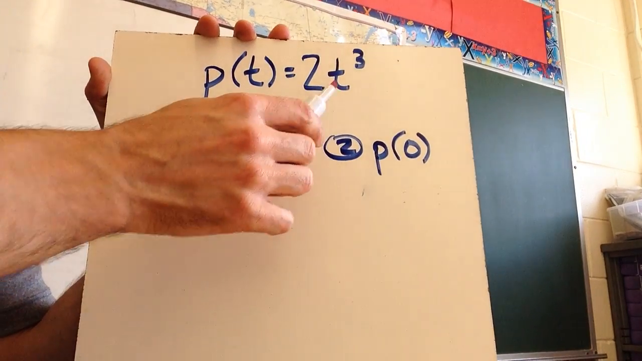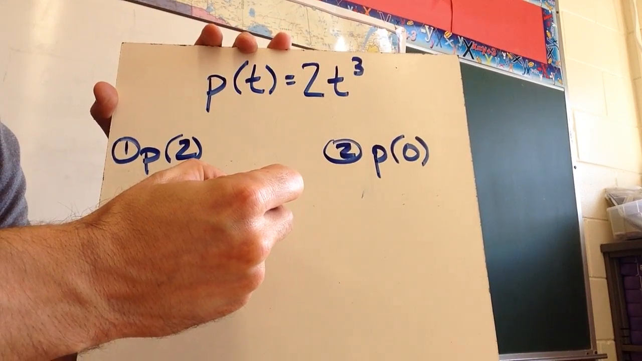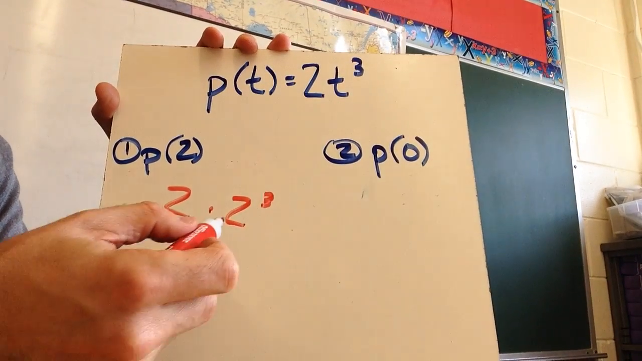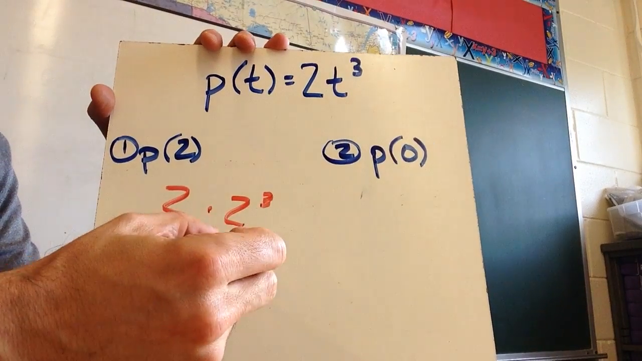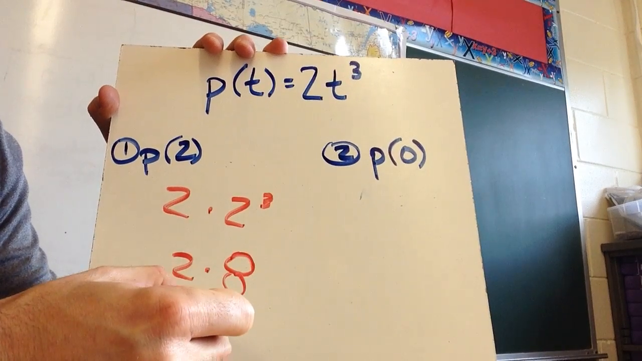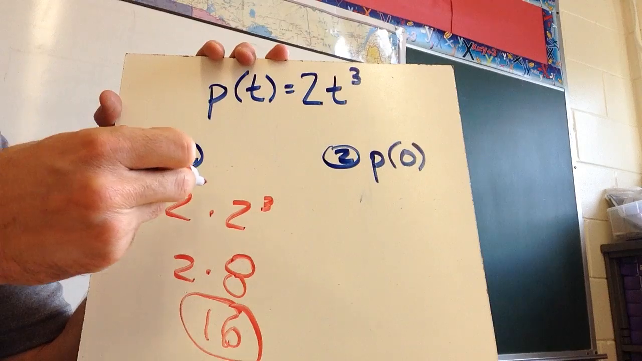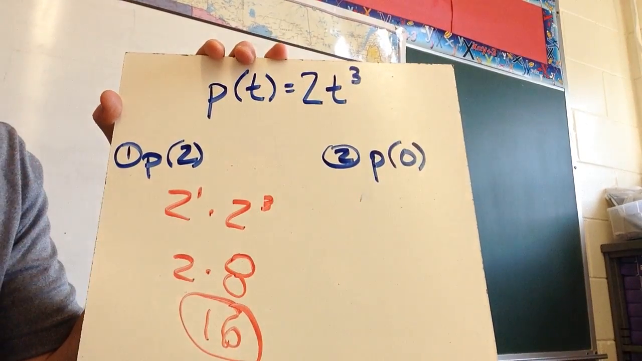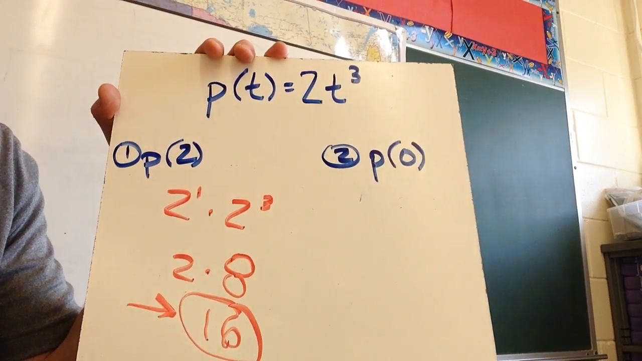I'm going to take this 2, I'm going to put it in for t, and so this becomes 2 times 2 to the 3rd power. Right? I got to do exponents first. 2 times 2 times 2 is 8. And then 2 times 8 is 16. Now, some of you may remember how it is if we make this a 1, how we can put exponents together, and this would be 2 to the 4th, which is also 16.